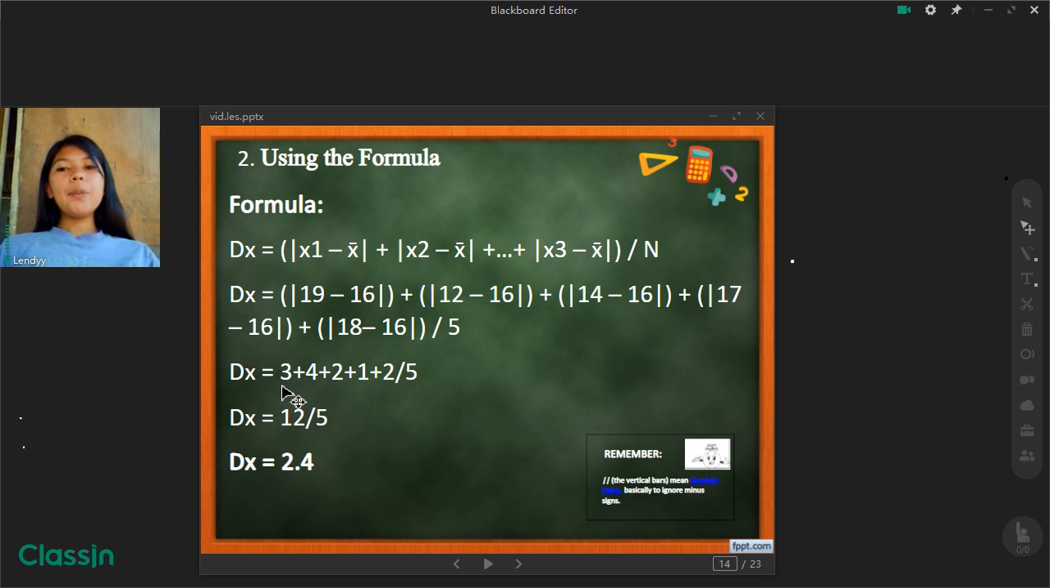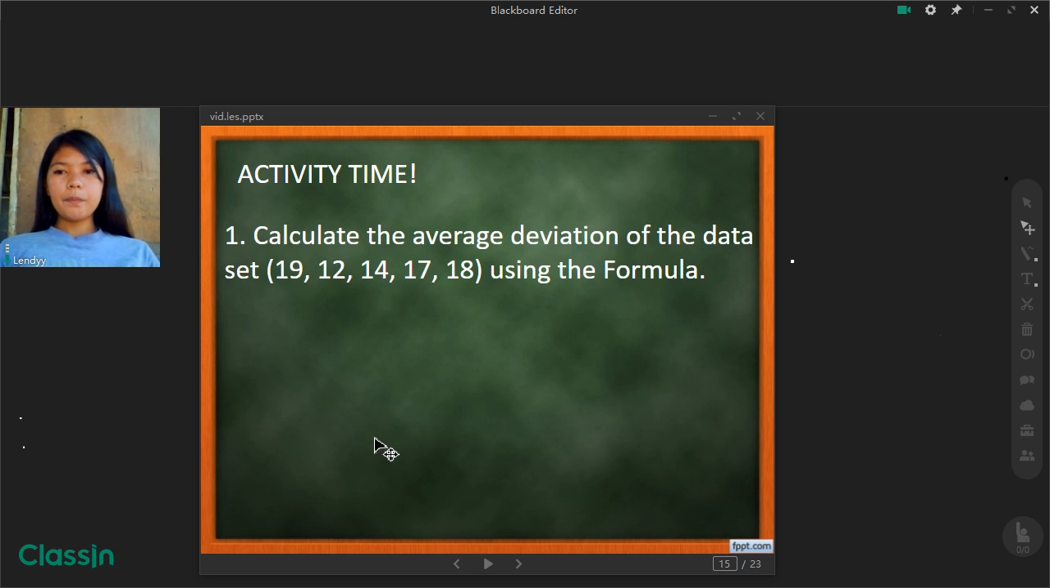So after we calculated this one, we will just simply add all these values. We have 3 plus 4 plus 2 plus 1 plus 2 is equal to 12 divided by 5 is equal to 2.4.